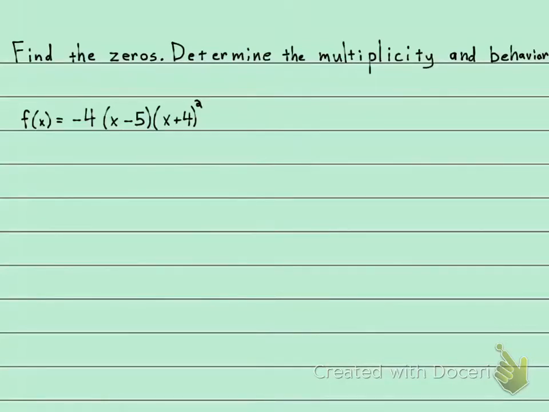All right, they want us to find the zeros of this polynomial function and then determine the multiplicity and the behavior of those zeros on the graph. So what I want to do first is I want to graph this. And this is what it's going to look like.